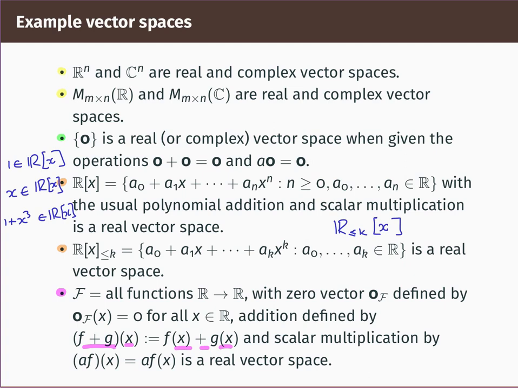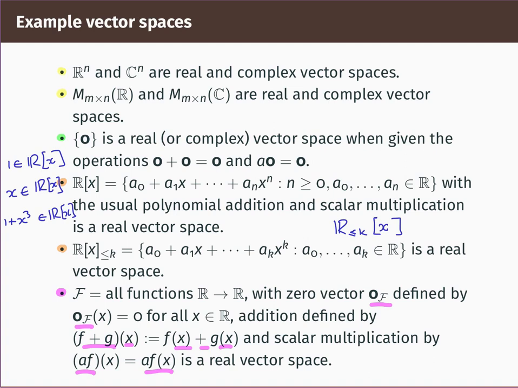We can also define a scalar multiplication on that set. If you've got a function f from R to R and a real number a, you can define a times f to be the function which sends an input x to the output a times f(x). So that defines a scalar multiplication on the set curly F. And there's also a special element of curly F which we write as 0 subscript f, which is just the constant function which is always 0. So 0 subscript f is always 0 no matter what its input is.